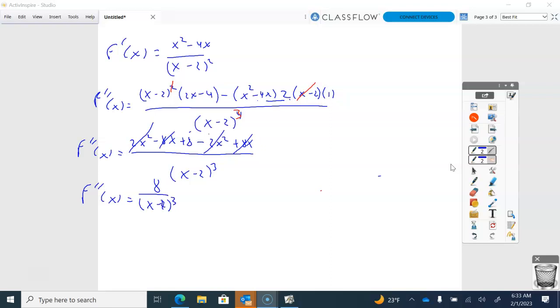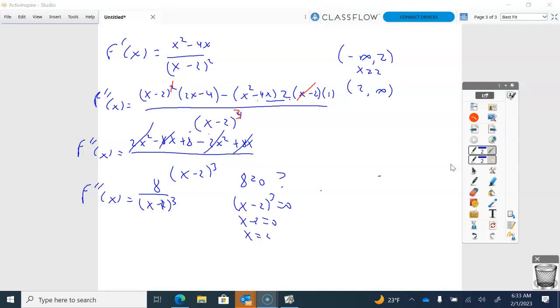Okay, so now that I have that, where do I find my candidates for points of inflection? Where the top's equal to 0, where 8 equals 0, that's nowhere. Or when x minus 2 to the third equals 0, x minus 2 equals 0, x equals 2. So concavity changes as I go from negative infinity to 2, and from 2 to infinity, there might be a point of inflection at x equals 2.